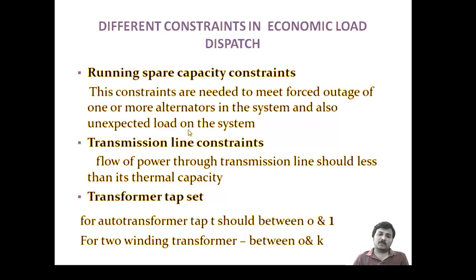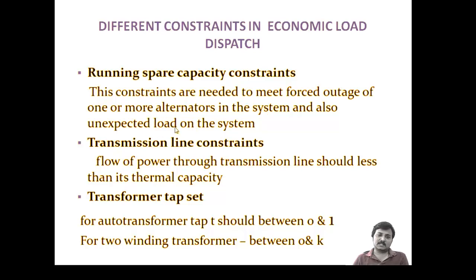Now, when we are selecting the total capacity of the generating station, obviously it should be somewhat greater than the demand, because when the system suddenly has an unexpected load, the system has to be ready to face that load. That's why we need some running spare capacity to face that condition. So these constraints are needed to meet the forced outage of one or more alternators in the system and also an unexpected load on the system.